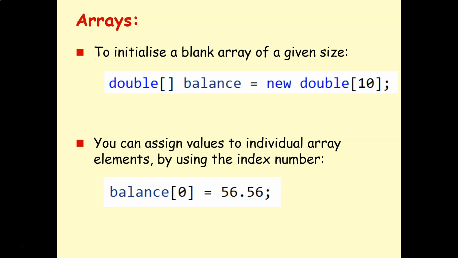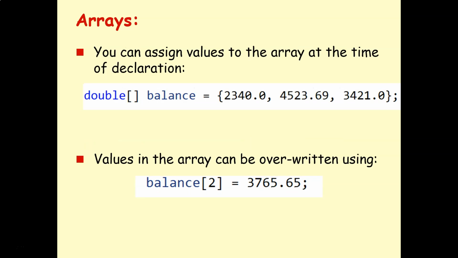We can also assign values to individual array elements by using the index number. So balance 0 equals 56.56. We'll set the first value to 56.56. As we saw before with the colors example, we can assign values to the array at the time of declaration. So double balance equals, and then we've got the set of numbers that we want in the curly brackets. Not strings this time, so we don't need any speech marks. With numbers, we don't need speech marks. The same with any sort of variable type.